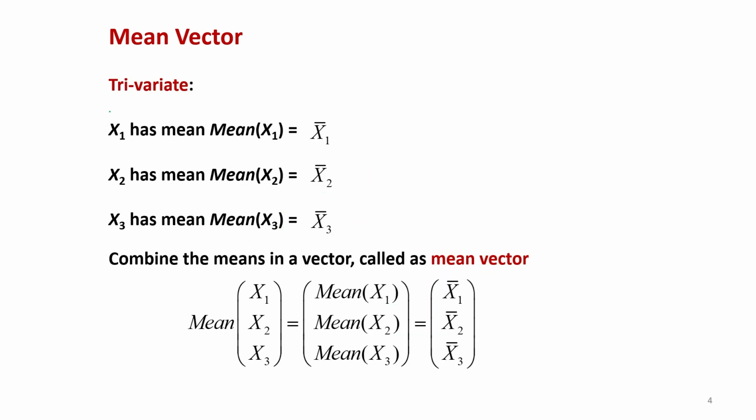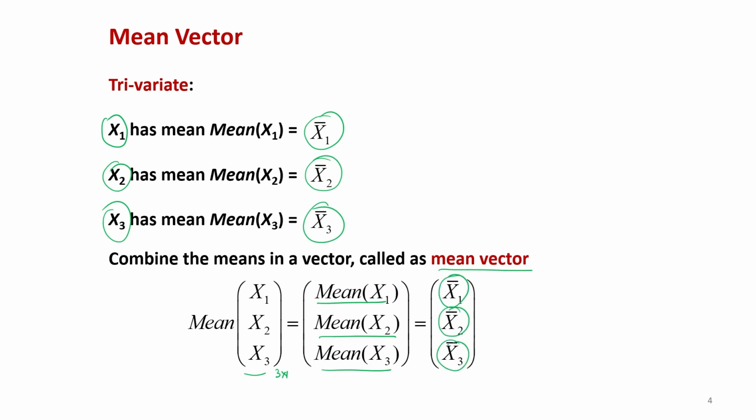Similarly, if you consider a trivariate situation, then there are three variables x1, x2 and x3, and they have means x1 bar, x2 bar and x3 bar. Now, we can combine them in the form of a mean vector. So, the mean of x1, x2, x3, which is now a 3 cross 1 vector, you write down the mean of x1, mean of x2 and mean of x3, and this becomes x1 bar, x2 bar and x3 bar. So, this mean vector is also of order 3 by 1.